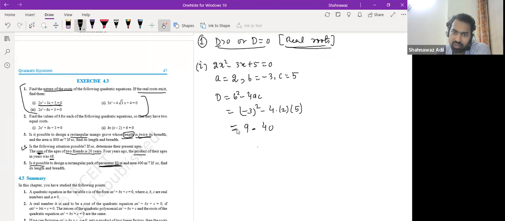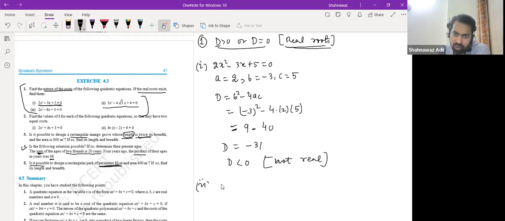Yeah. So this would be minus 31. So D is less than 0, right? So the roots would be what? It's not a real root. So not real. So we stop here, right? Okay. So now let us do the second problem.